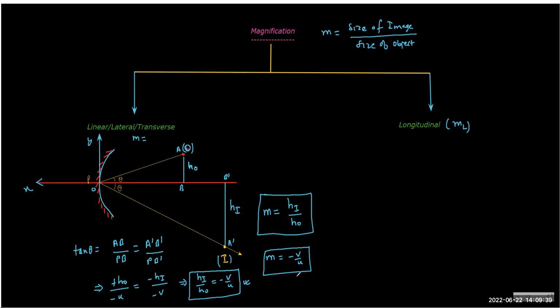Okay, so what else can we do now? Yeah, longitudinal. So how do we define longitudinal? For that we need to keep the object along the principal axis. Maybe I can keep some. So let's say we have an object. I'll take a small example. Kept near C.